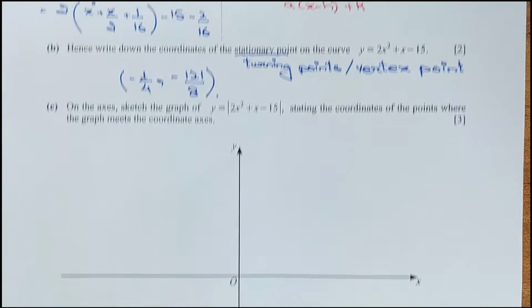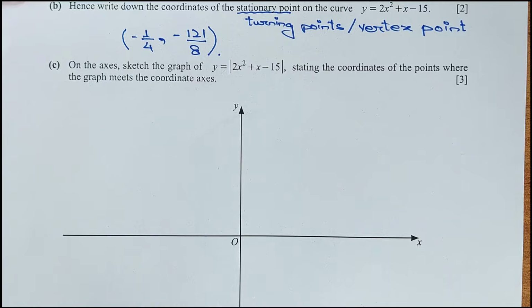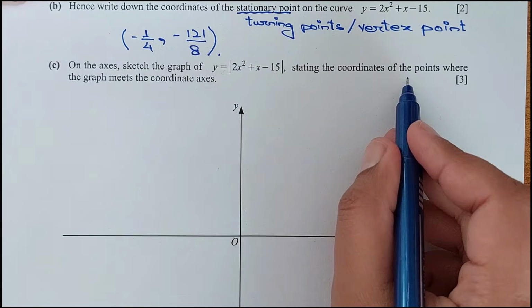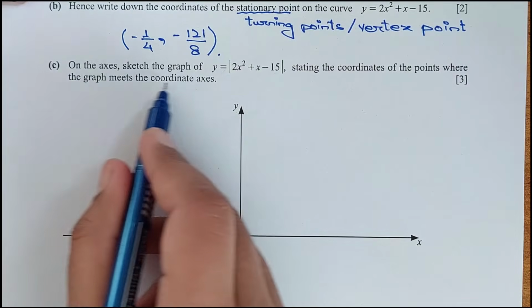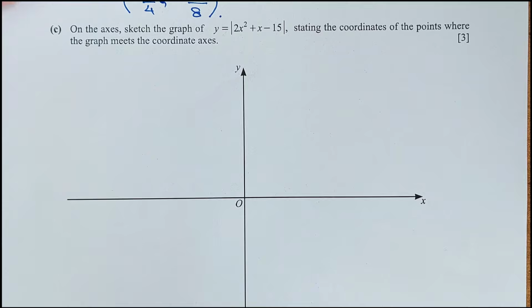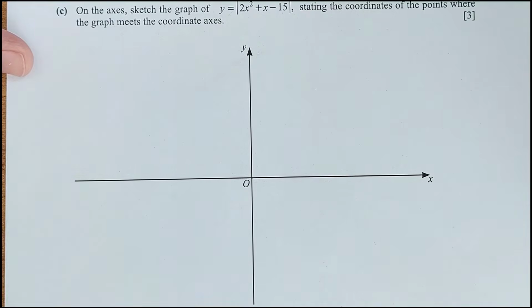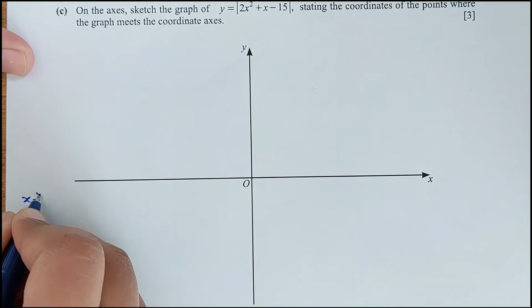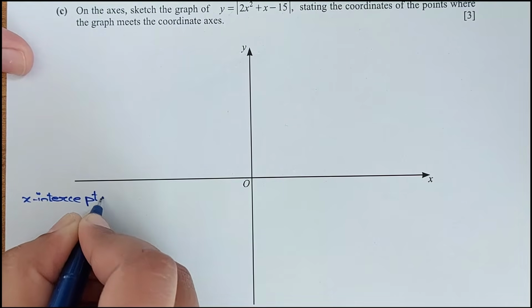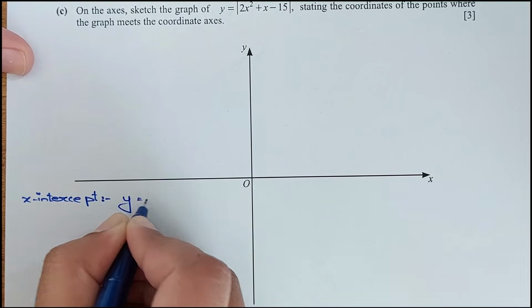Now for part C: on the axis, sketch the graph of the absolute value of this function, stating the coordinates of the points where the graph meets the coordinate axes. Basically, let's find the x and y intercepts. Let me find the x-intercept first. For the x-intercept, put y equals 0.